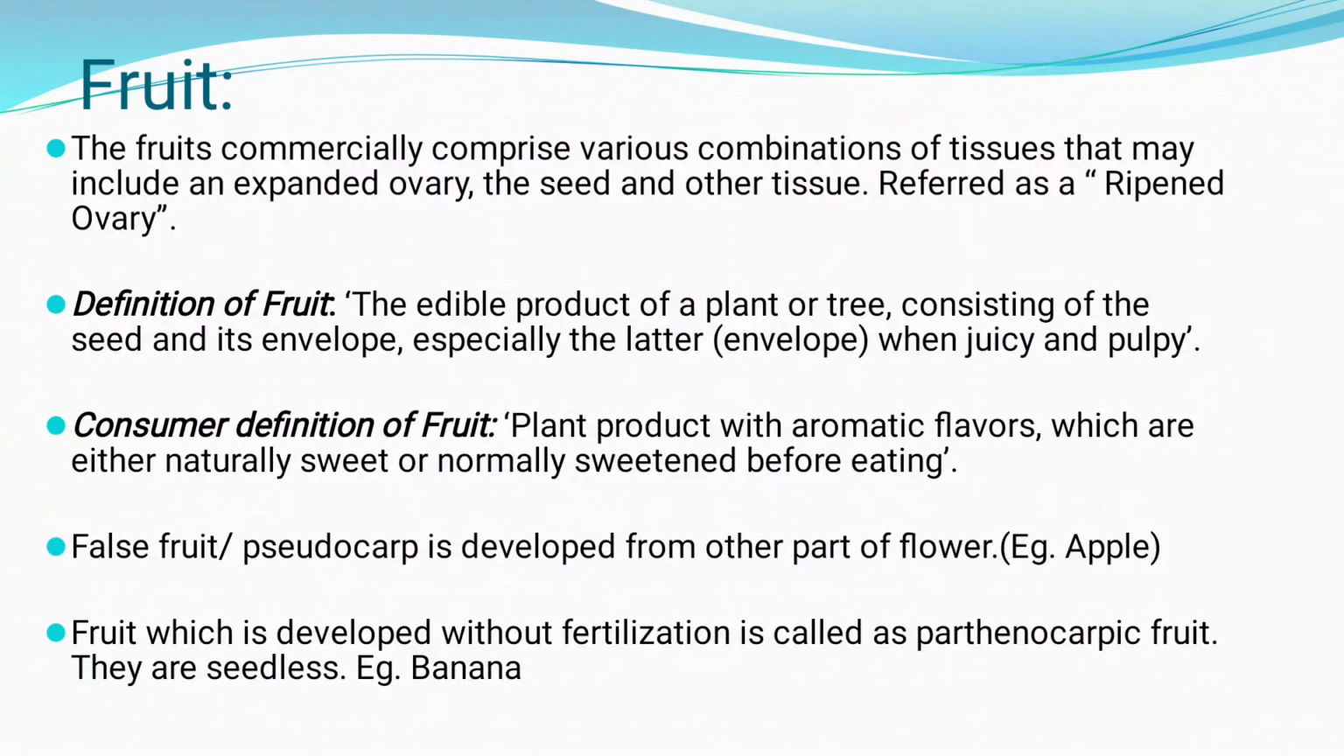Next, this is all about the true fruit. What is the second thing? That is a false fruit, called a pseudocarp. A false fruit is a type of fruit which is developed from another part of the flower. The example mentioned is apple. Apple is developed from the thalamus of the plant. And the fruit which is developed without fertilization is called a parthenocarpic fruit. They are seedless. The best example is banana. So like that there are types of fruit.